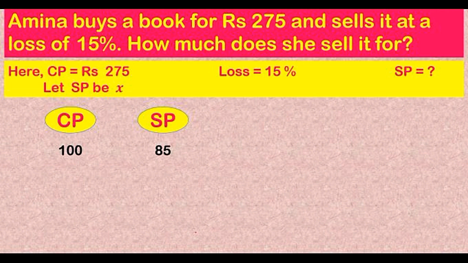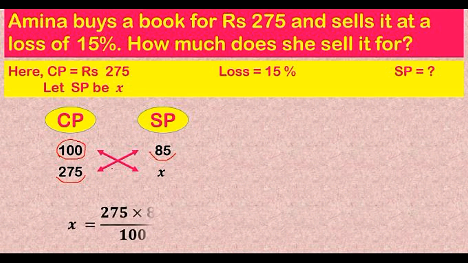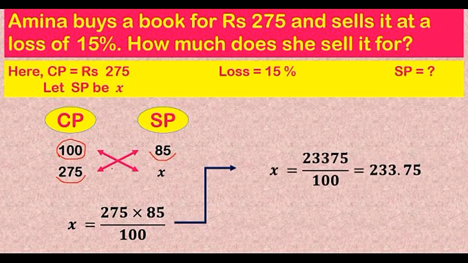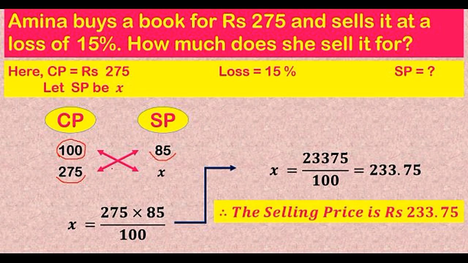Now CP is given as 275, SP we have assumed x. Make the cross partners. x will have the value 85 multiplied by 275, and it will be divided by the cross partner of x, that is 100. Now if you calculate it, multiplying and dividing by 100, you will be getting x equal to 233.75. So the selling price becomes 233.75.